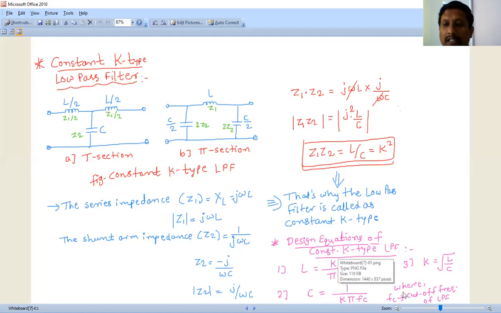And FC is the cutoff frequency of the low pass filter. Similarly, FC is the cutoff frequency for the high pass filter. But for band pass and band stop, there are two cutoff frequencies, F1 and F2. F1 is lower and F2 is upper.